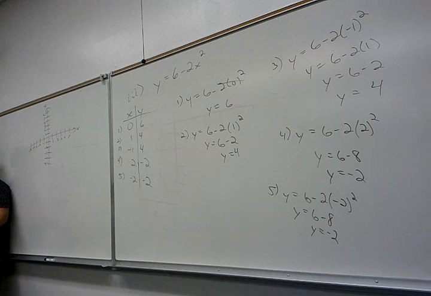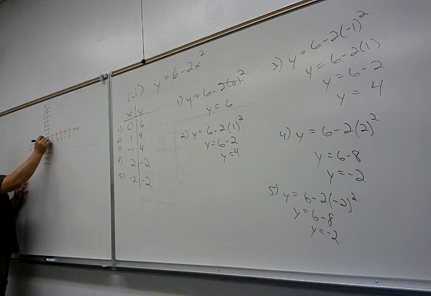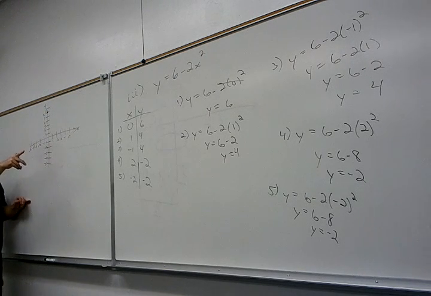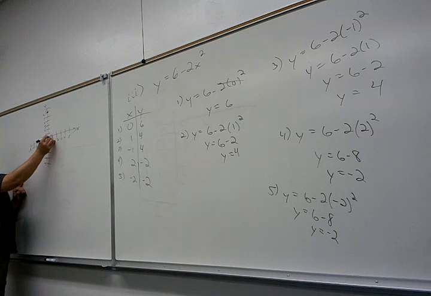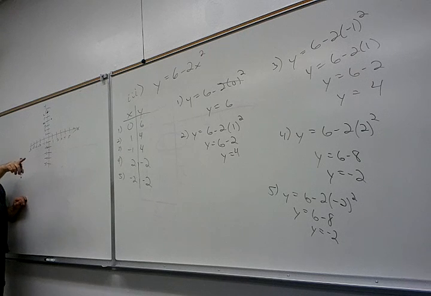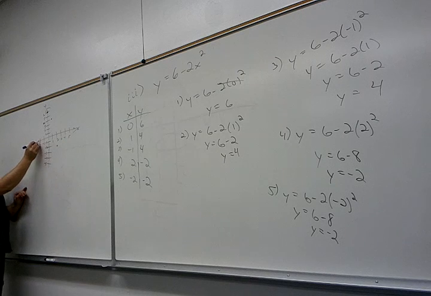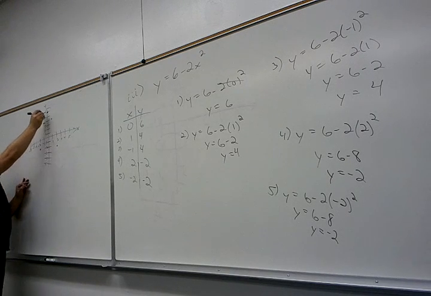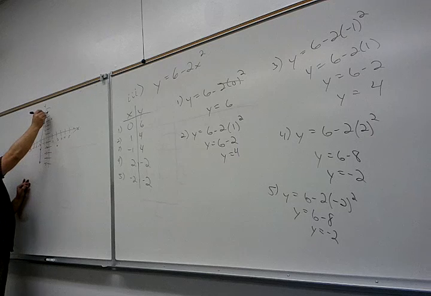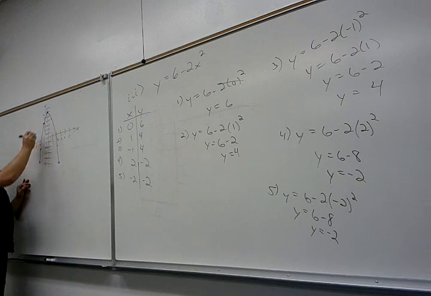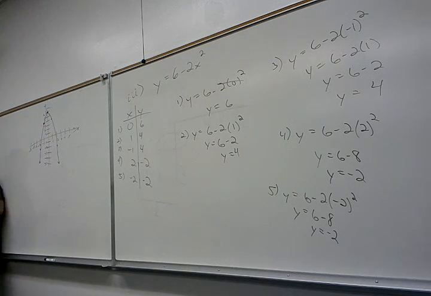So now I just start plotting points. That's the beautiful thing about this: as long as I make enough points and start plotting them, I can start to see the shape of this thing. So (0, 6), (1, 4), (-1, 4), (2, -2), (-2, -2). So see how this thing is making like a down U shape.